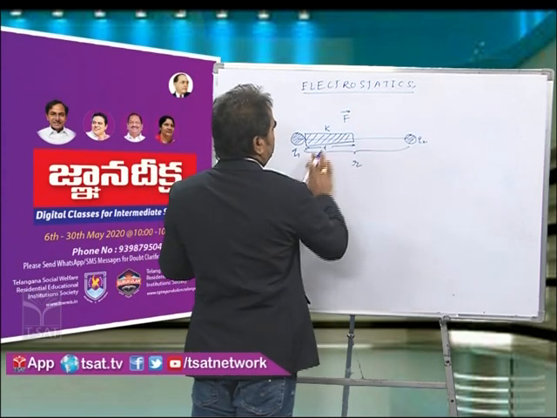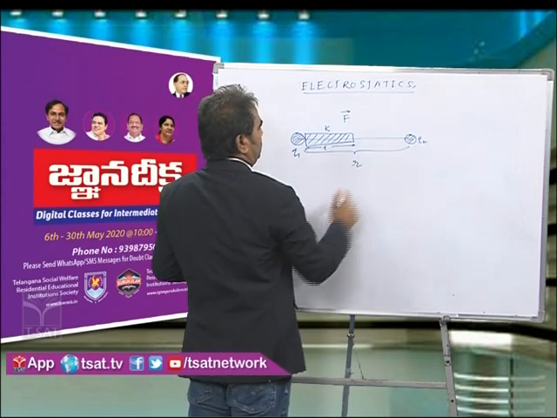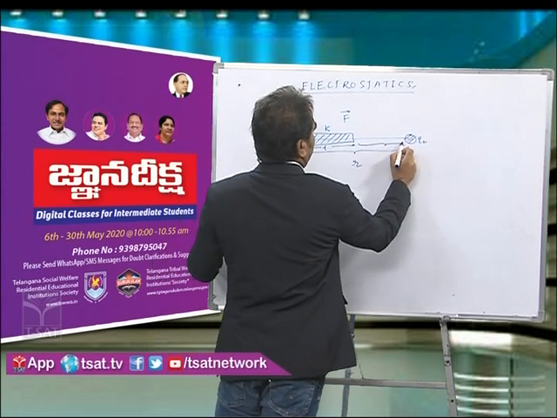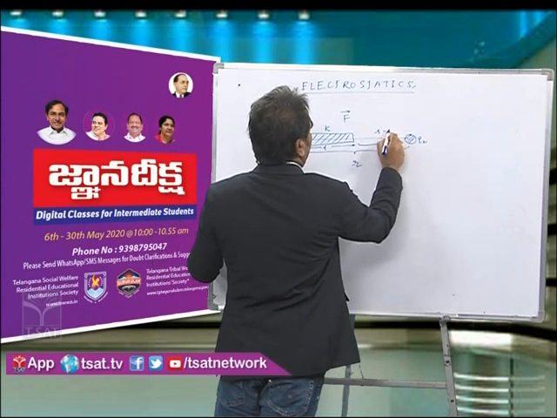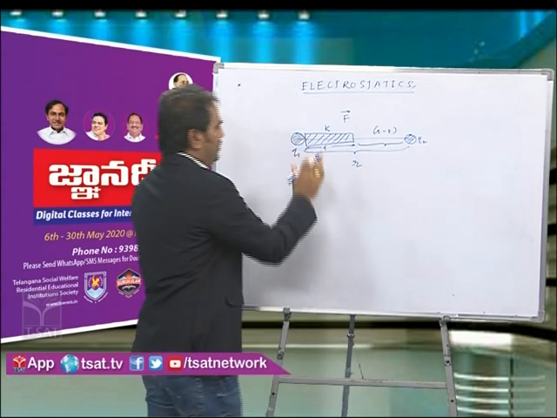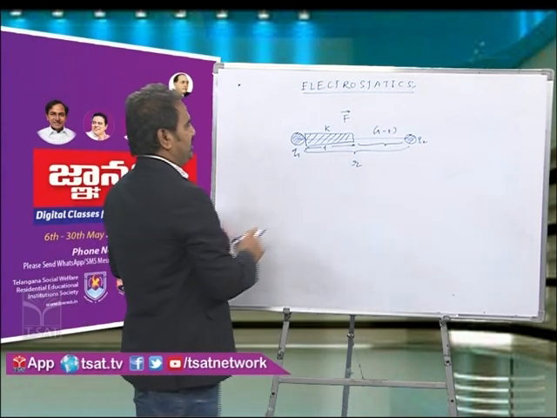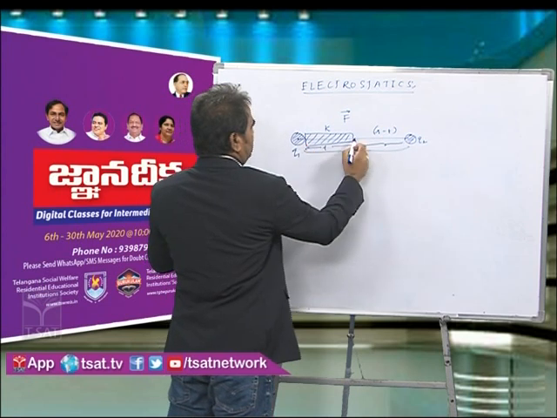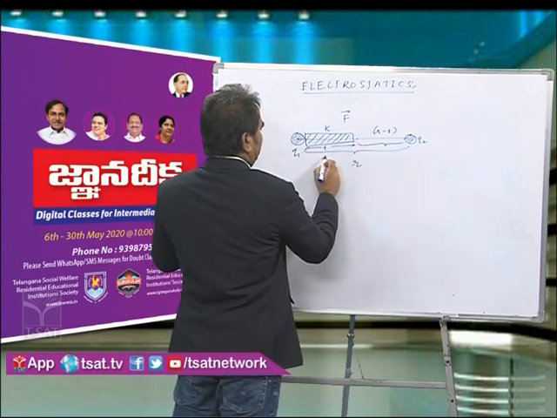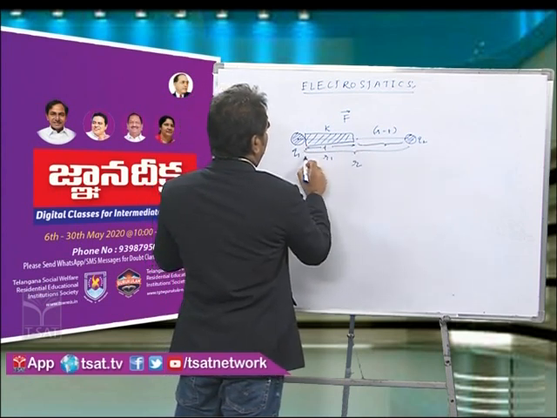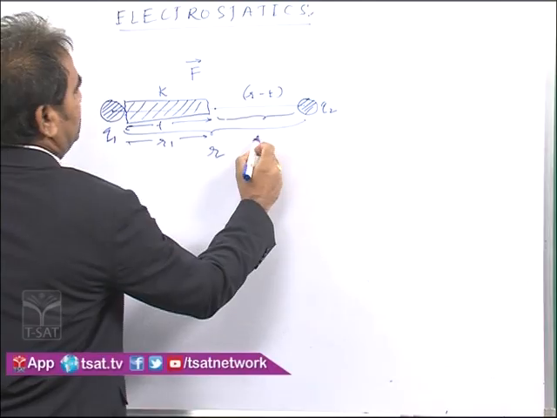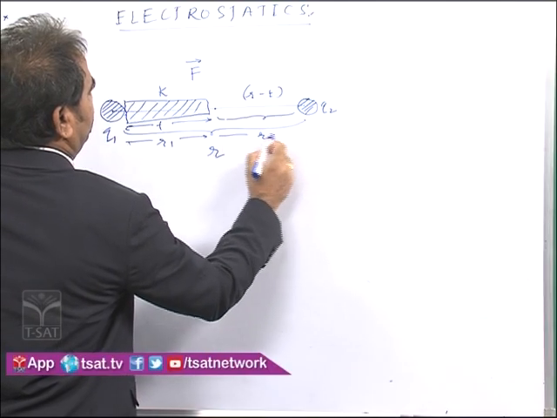This total distance already knows R. The remaining distance will be R minus T. Before placing the dielectric, the distance between this charge and this point is R1, and this distance is R2.